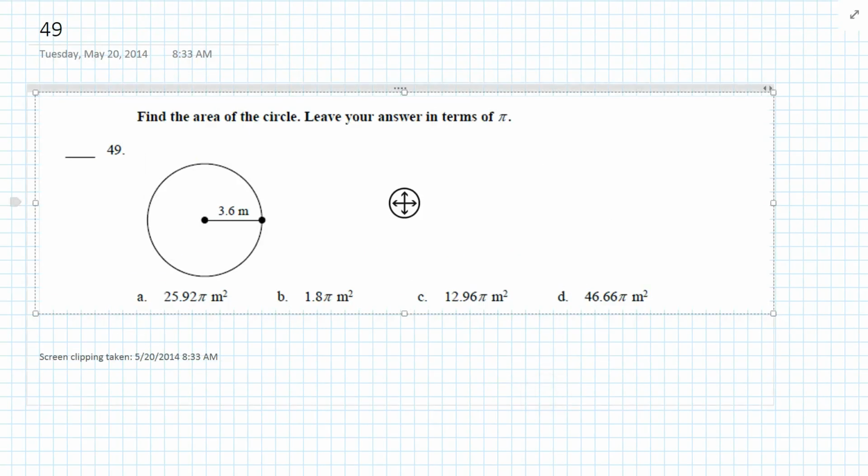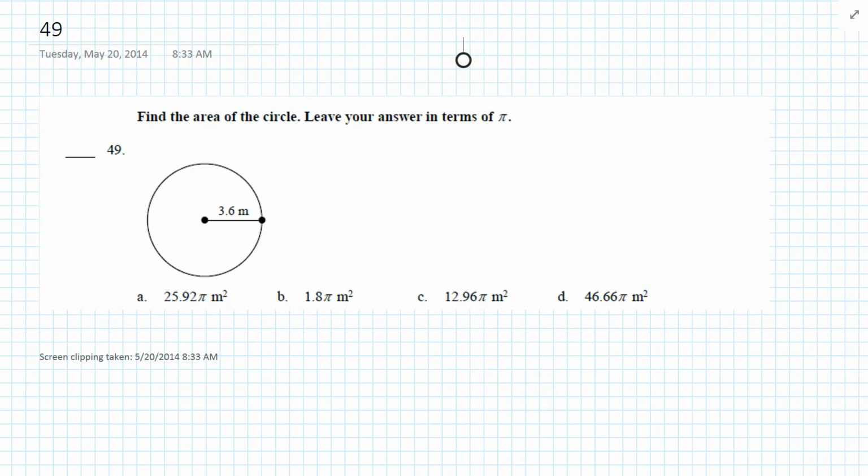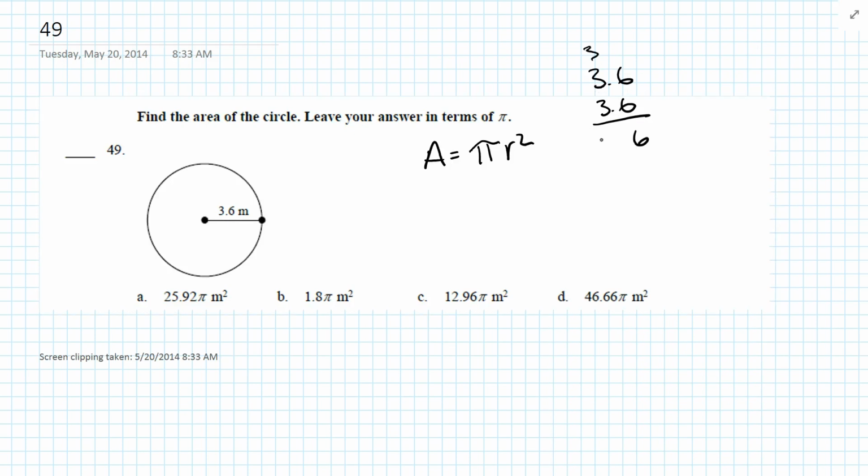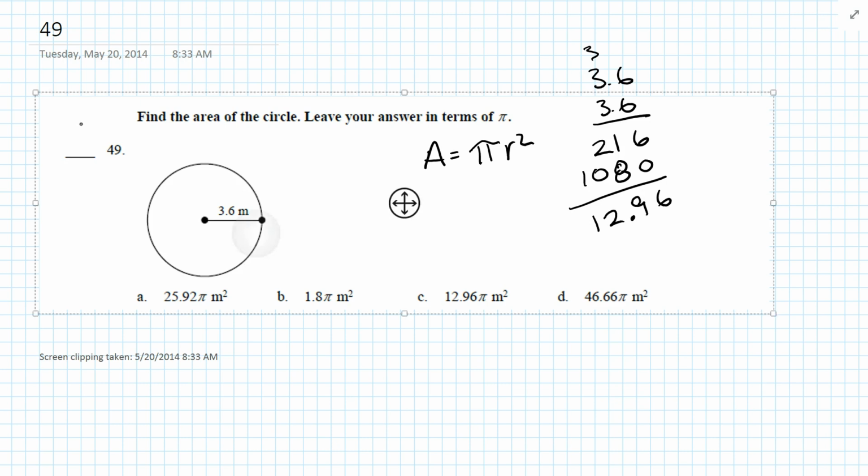49. Find the area of the circle. Leave your answers in terms of pi. Now it's the area. The area of a circle is pi r squared. So 3.6 times 3.6. Okay. So 6 times 6, 36. Carry the 3. 6 times 3 is 18. Carry the 3, 21. And then 3 times 6 is 18, 10. So my answer is going to be 12.96 pi. Answer C.